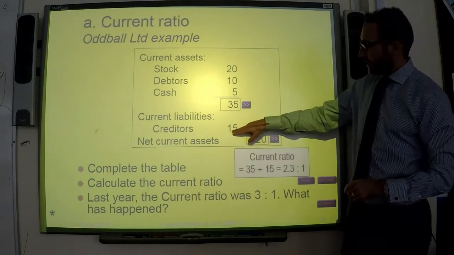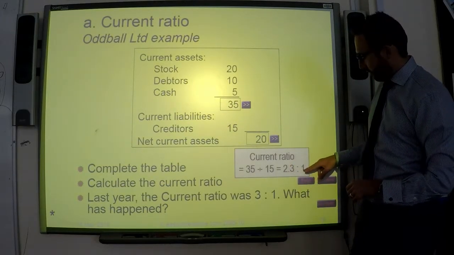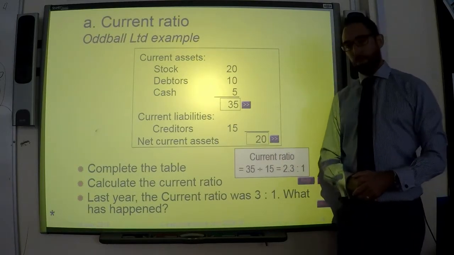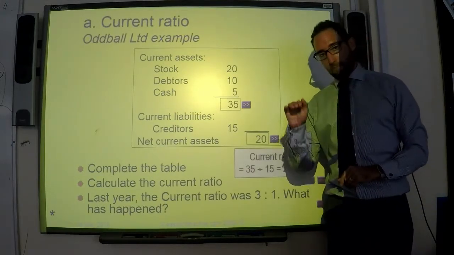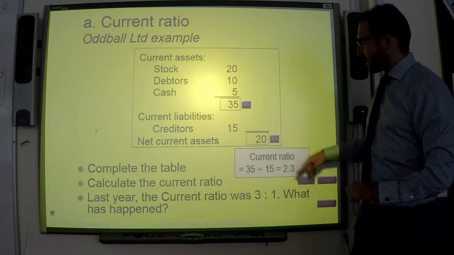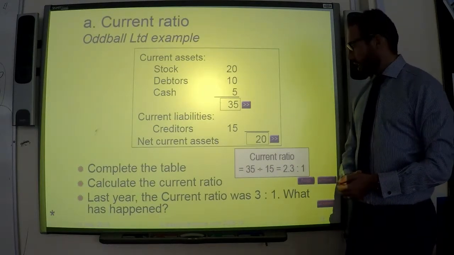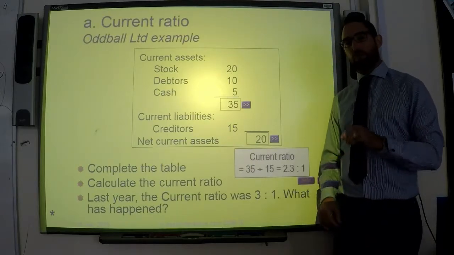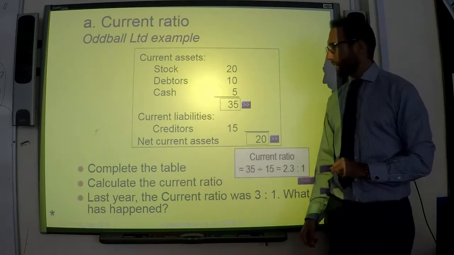Okay, if we look at that there, we have 15 current liabilities, we have 35 current assets. So for every one current liability, we have 2.3 current assets. Now, is that a good ratio? Is that a good current ratio? Absolutely not. This is too high. The maximum we want the current ratio to be is 2 to 1. Okay, so this business is either holding too much stock, too many debtors, or too much cash. We don't want the ratio to be too low. We don't want it to be too high. Remember, the minimum is 1.5 to 1 and the maximum 2 to 1.